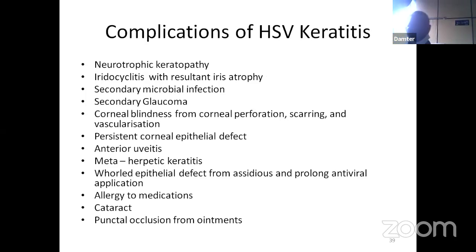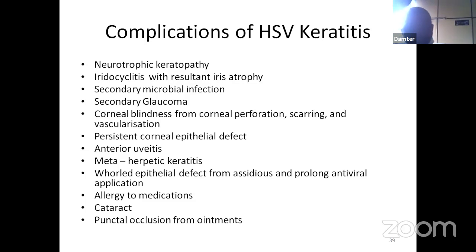So this slide is to just mention quite a number of complications that can also occur due to herpes simplex virus keratitis. Neurotrophic keratopathy can occur, and it's because of the reduced corneal sensation, corneal hypoesthesia. The ulcers do not heal well, and the cornea is susceptible to other forms of trauma or infections that could worsen the ulceration caused by the herpes simplex virus.